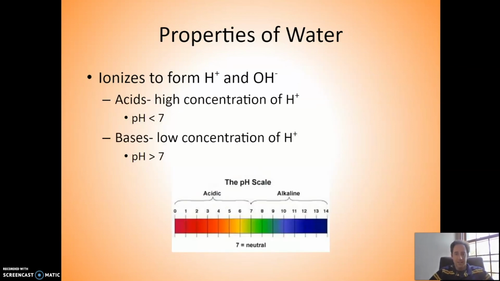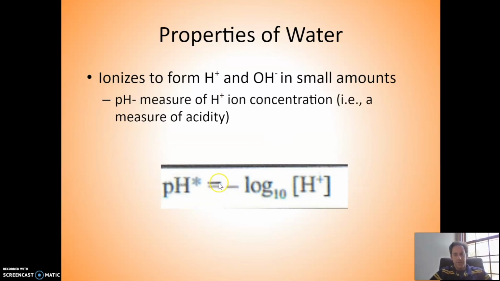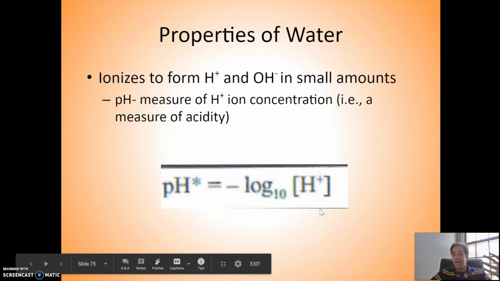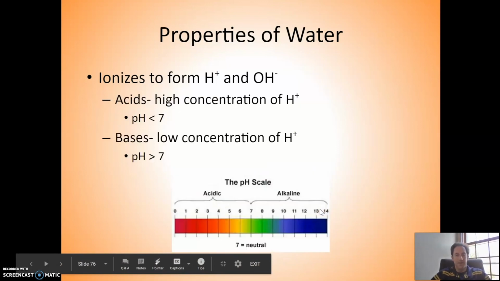Acids have a high concentration of H+, so their pH is going to be less than 7. Bases have a low concentration of H+, and the pH is greater than 7. The reason why is because basically it's the exponent. If it's 10 to the minus 14, then pH would just be 14. 10 to the minus 14 is a very small number, so 14 would be a base, indicative of a low concentration of H+. Whereas 10 to the minus 2, its pH would be 2, which means a high concentration of H+, and so we call that an acid.